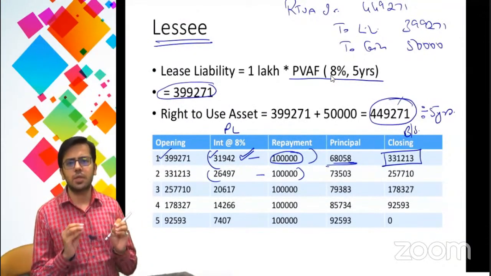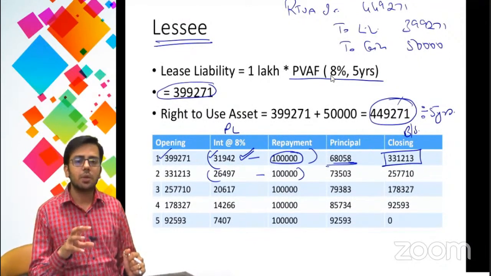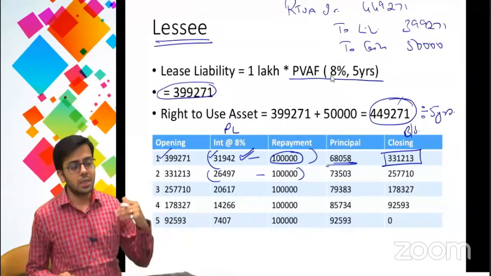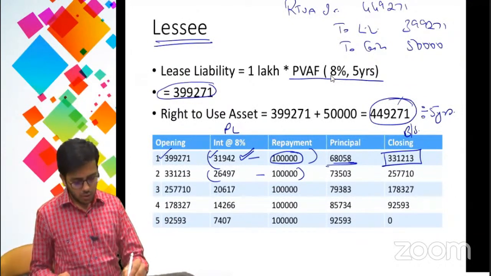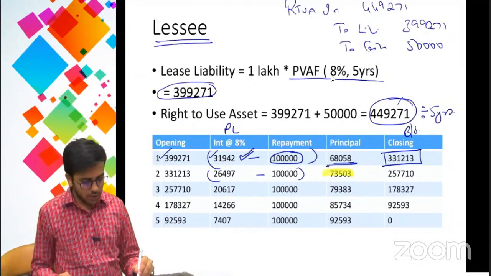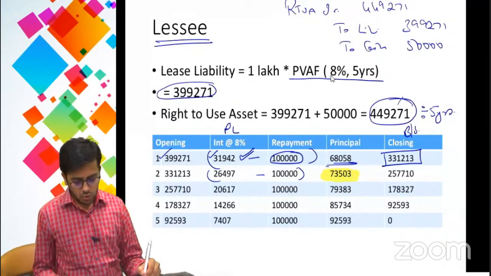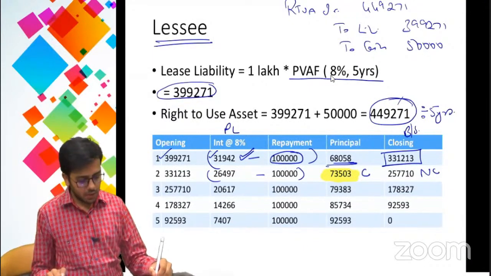Some part will be considered current liability, some part non-current liability. Something that will be repaid in the next 12 months is considered to be current. So if we look at the table, next year we are going to pay 73,503. So this part is considered current and the remaining part is considered non-current.